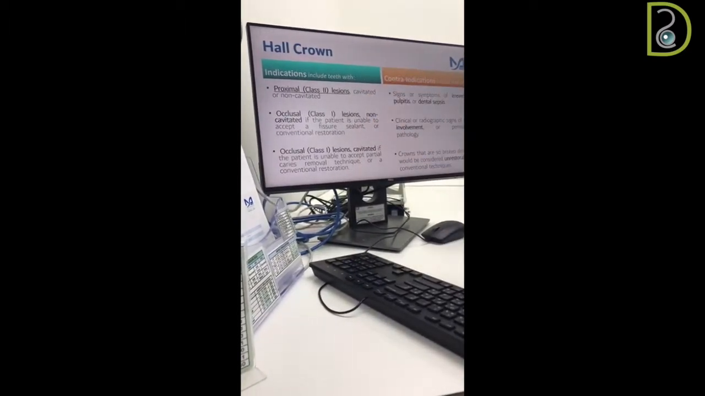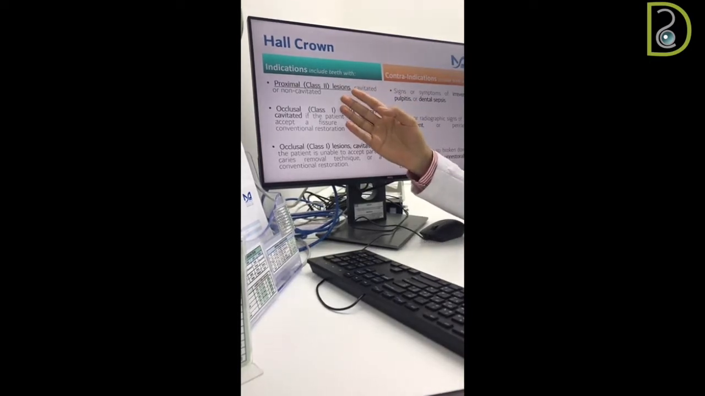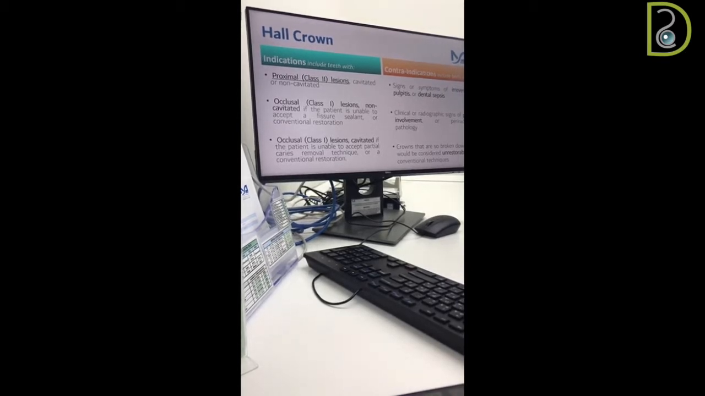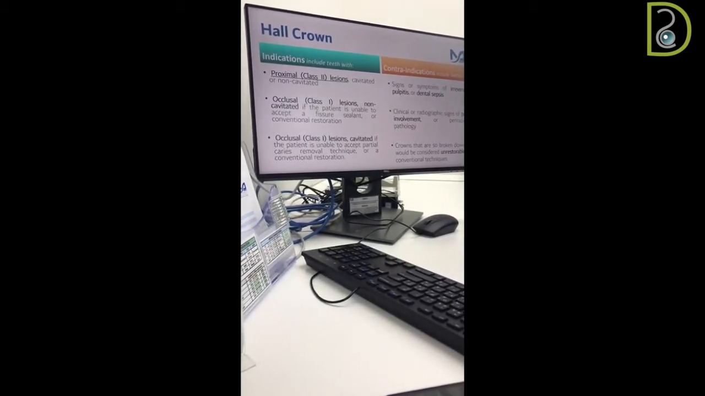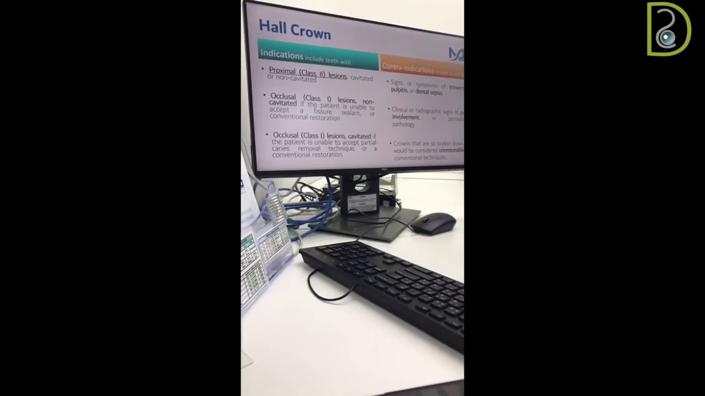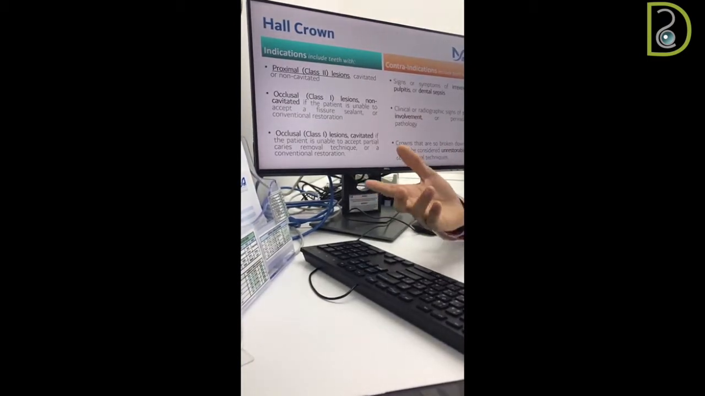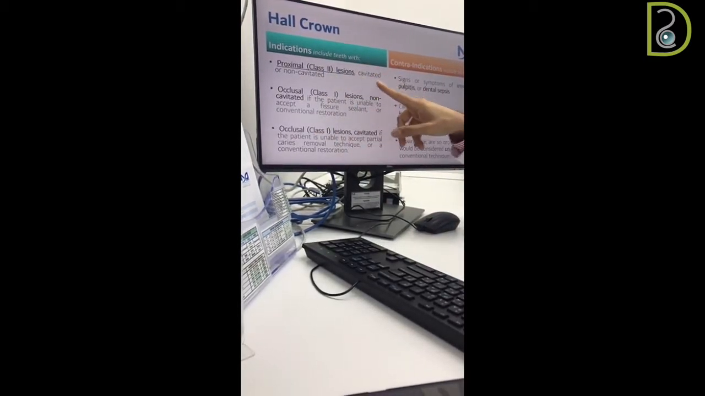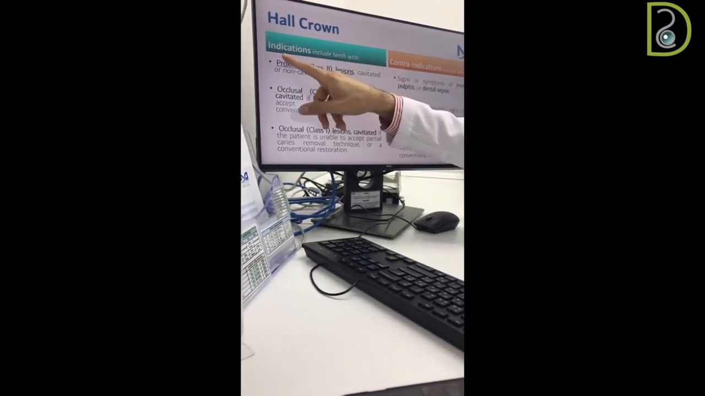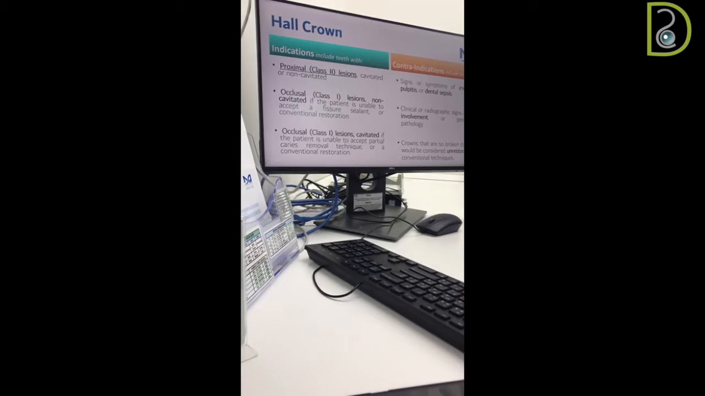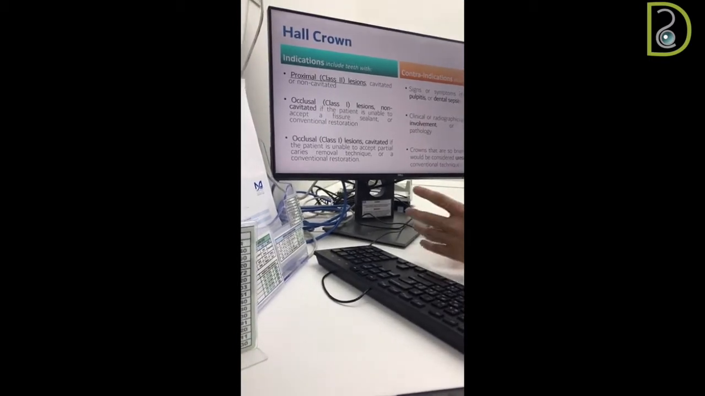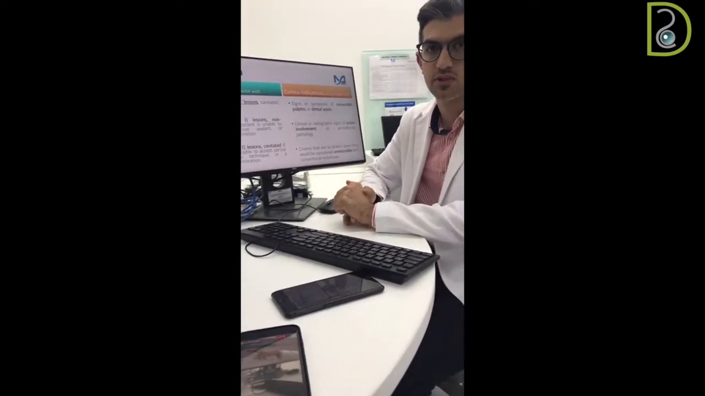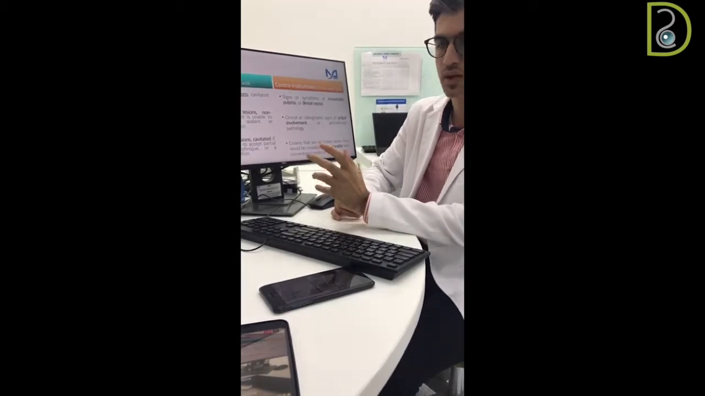So the best indication is for proximal or class 2 lesions, cavitated or non-cavitated. Cavitated definitely we need to restore. For non-cavitated, usually we do it if you have a radiographic lesion which is still in the enamel, but the patient is at high risk, or special needs patients, those who cannot come to the clinic regularly. Cavitated definitely we do. And studies have shown that class 2 restorations in the primary dentition, whether composite or any kind of restoration, don't have that much of a success rate because of their anatomy.